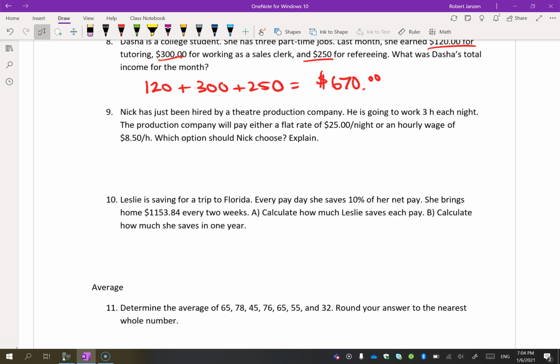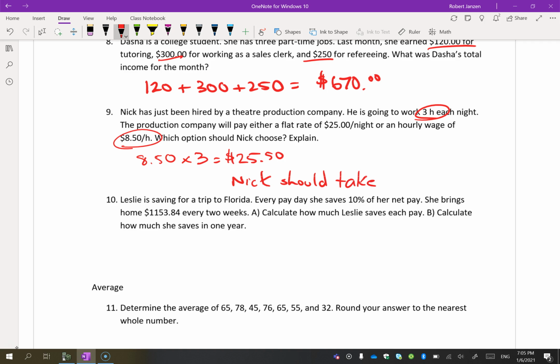All right, now that you've tried it, this one says that Nick has been hired. He's going to work 3 hours each night, and he'll either get paid $25 a night or an hourly wage of $8.50. What's better? Well, if you're going to work 3 hours at $8.50, that's $8.50 times 3. And this would give you $25.50, which is better than 25. So Nick should take the hourly wage, because he makes more money, obviously.